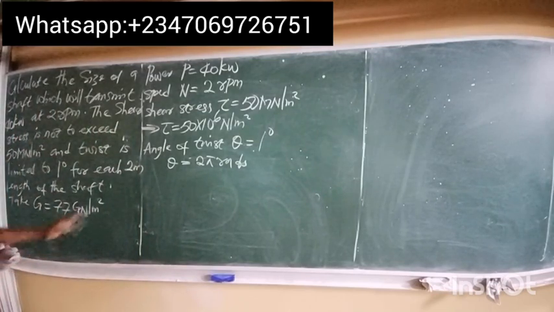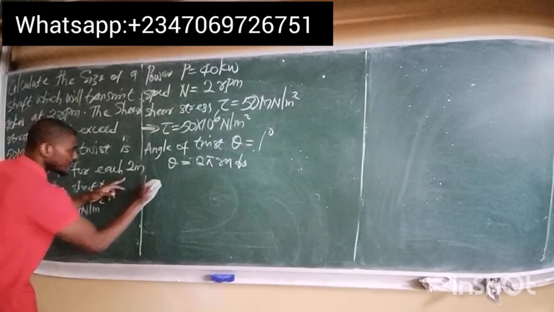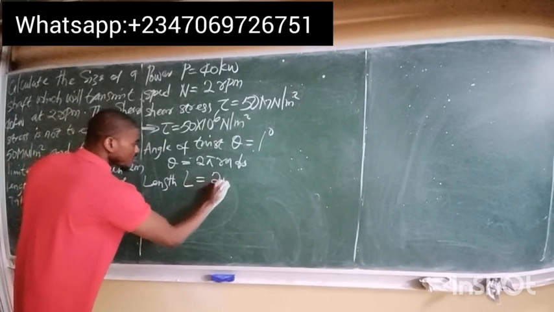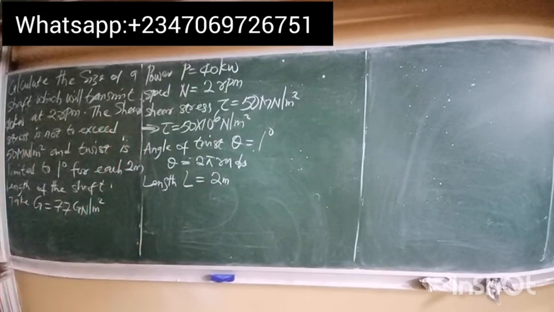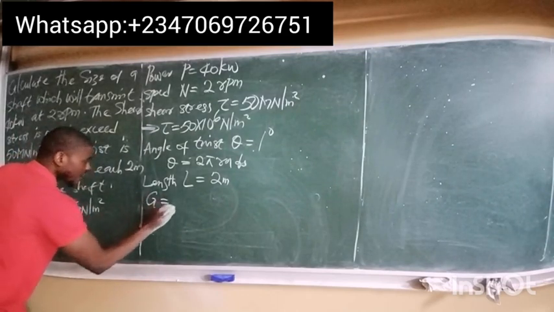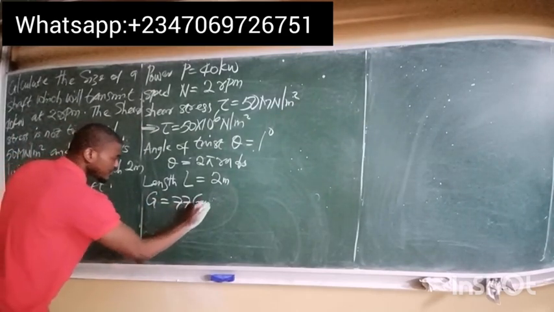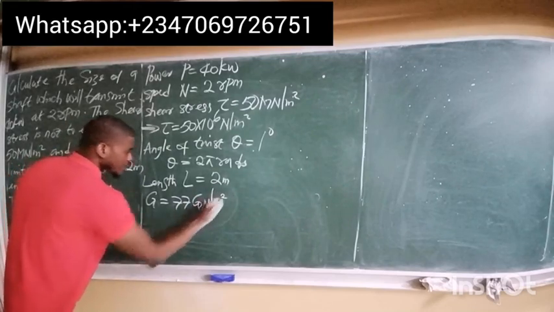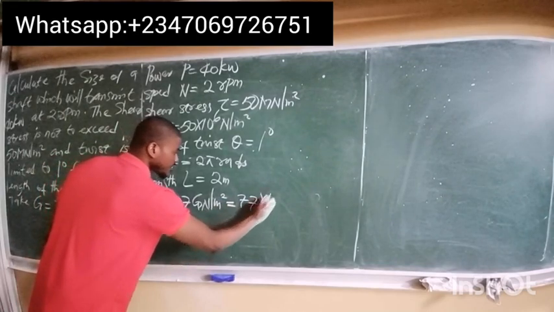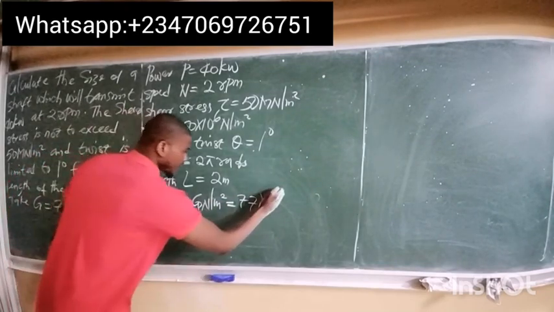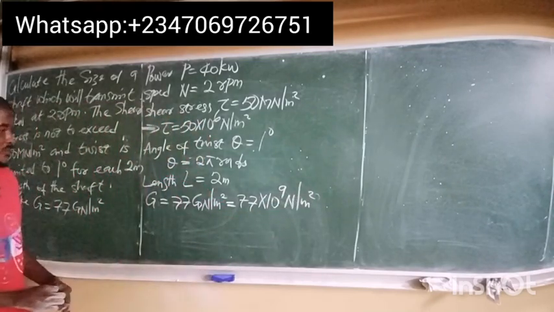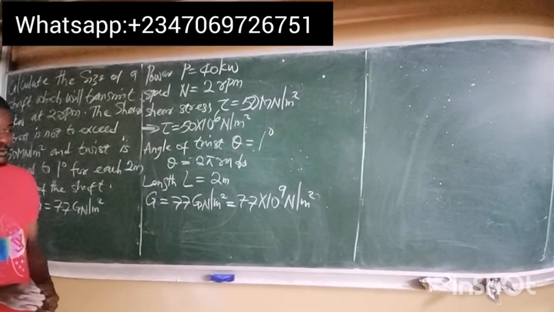We're also given length. The length L was given as 2 meters, and we were given the shear modulus of rigidity, G, as 77 giganewtons per meter squared. So we can convert this to 77 by 10 to the power of 9 newtons per meter squared. This becomes the value of the modulus of rigidity.